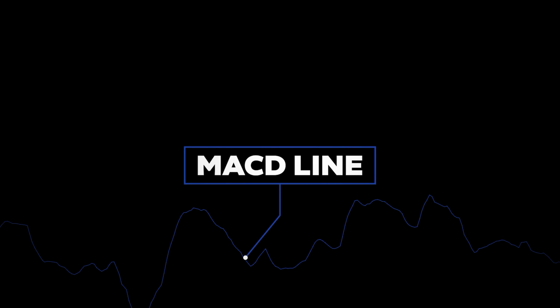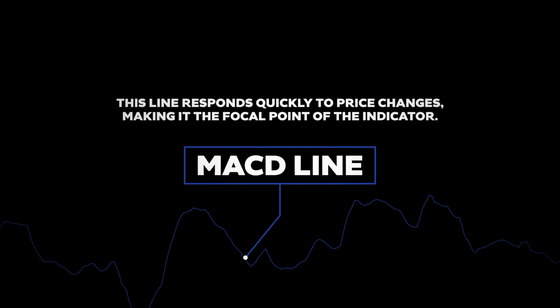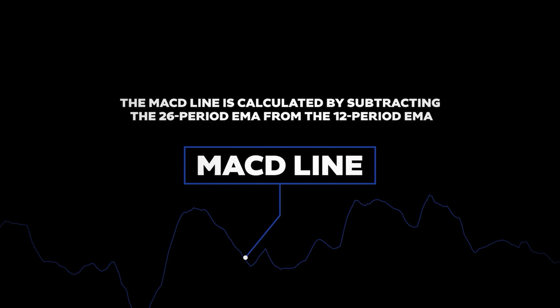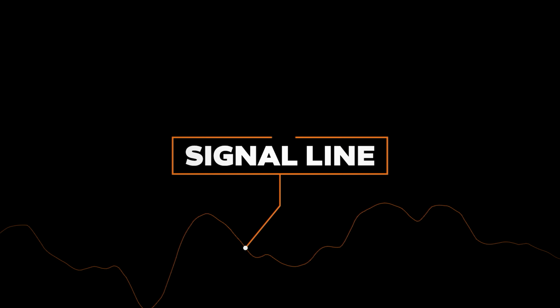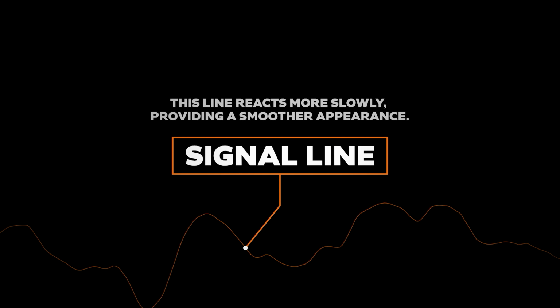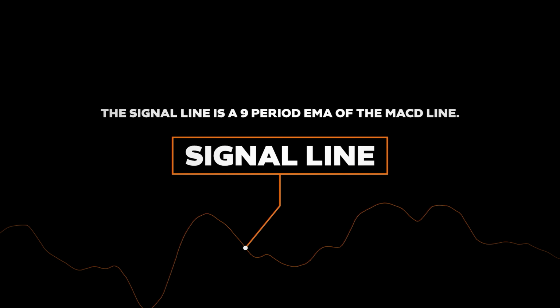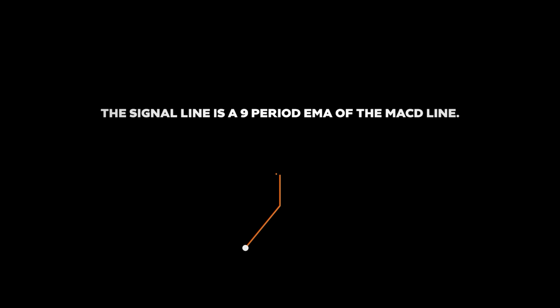First, the MACD line. This line responds quickly to price changes, making it the focal point of the indicator. The MACD line is calculated by subtracting the 26-period EMA from the 12-period EMA. Then we have the signal line. This line reacts more slowly, providing a smoother appearance. The signal line is the 9-period EMA of the MACD line.